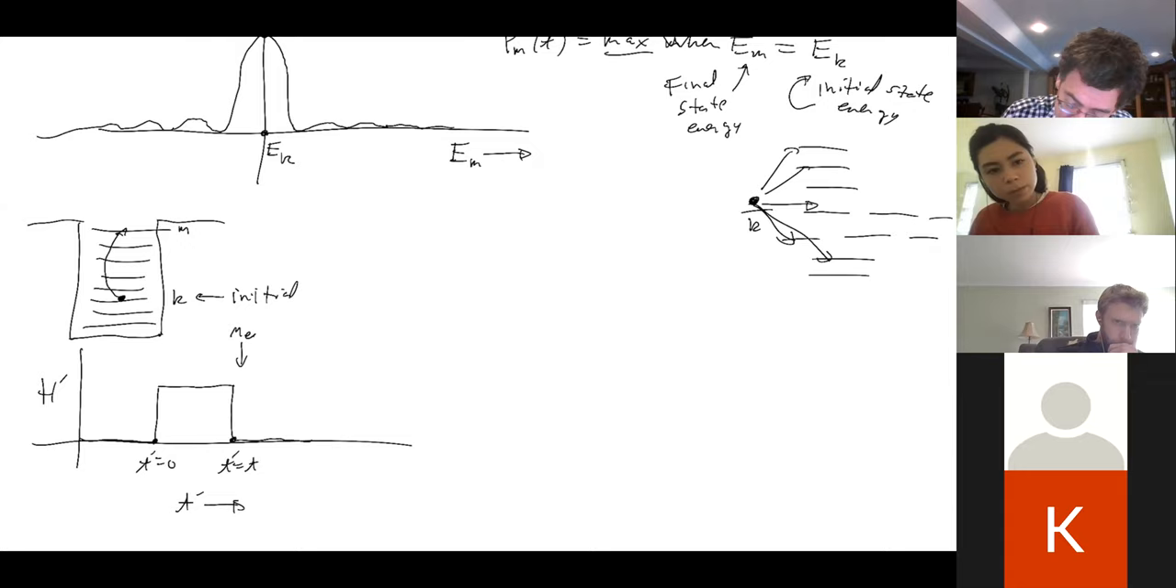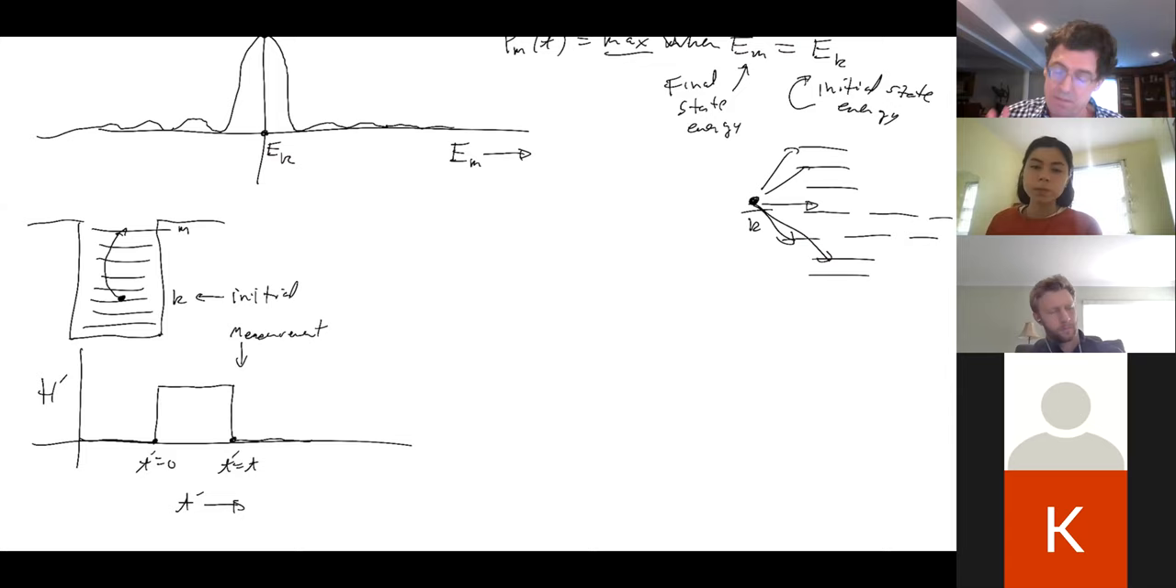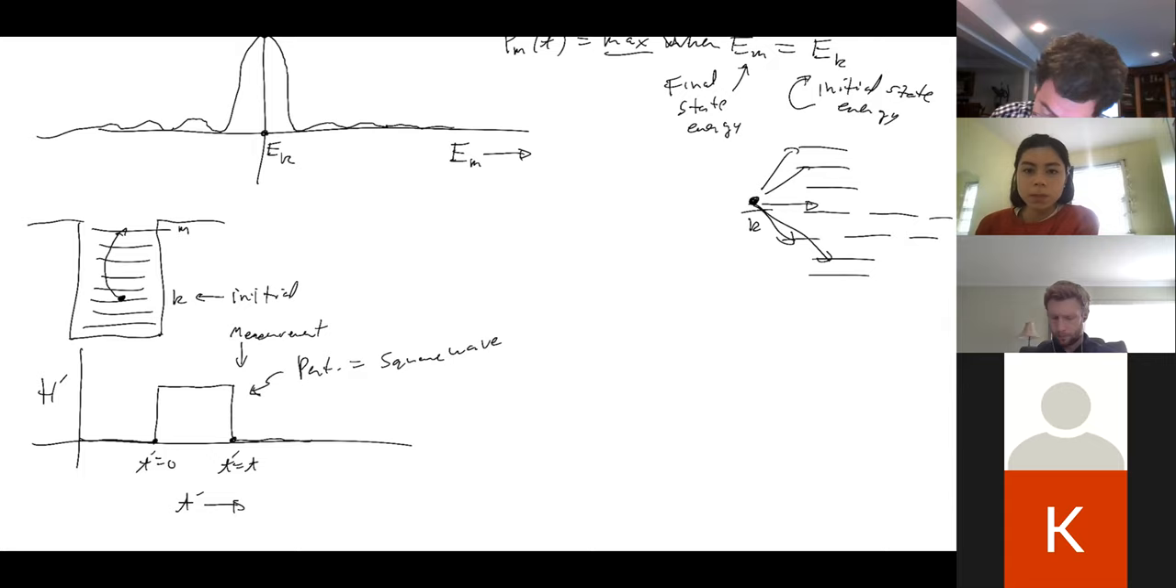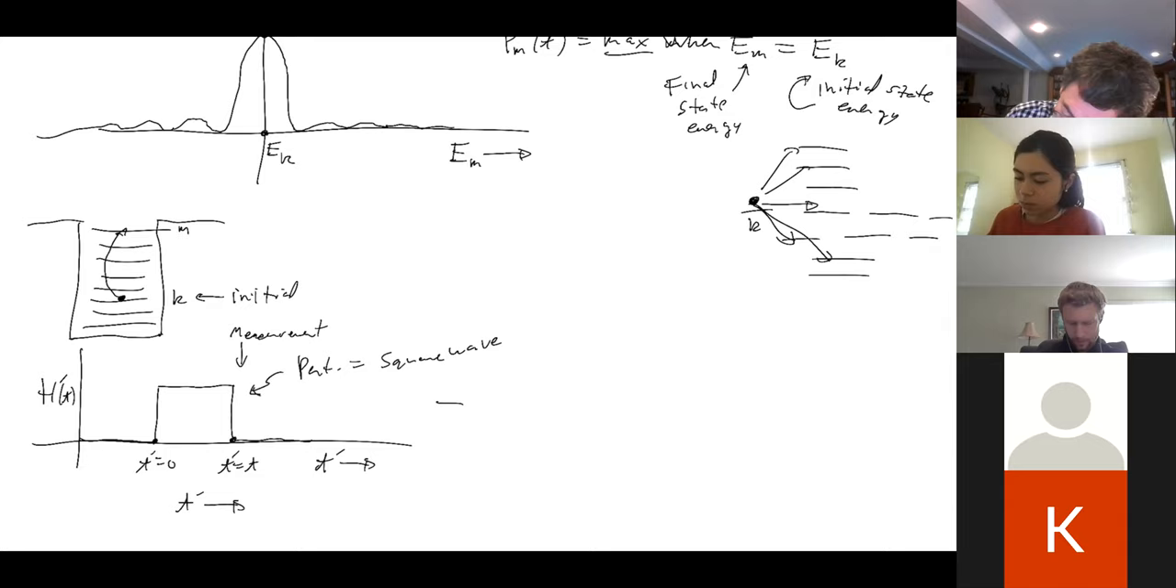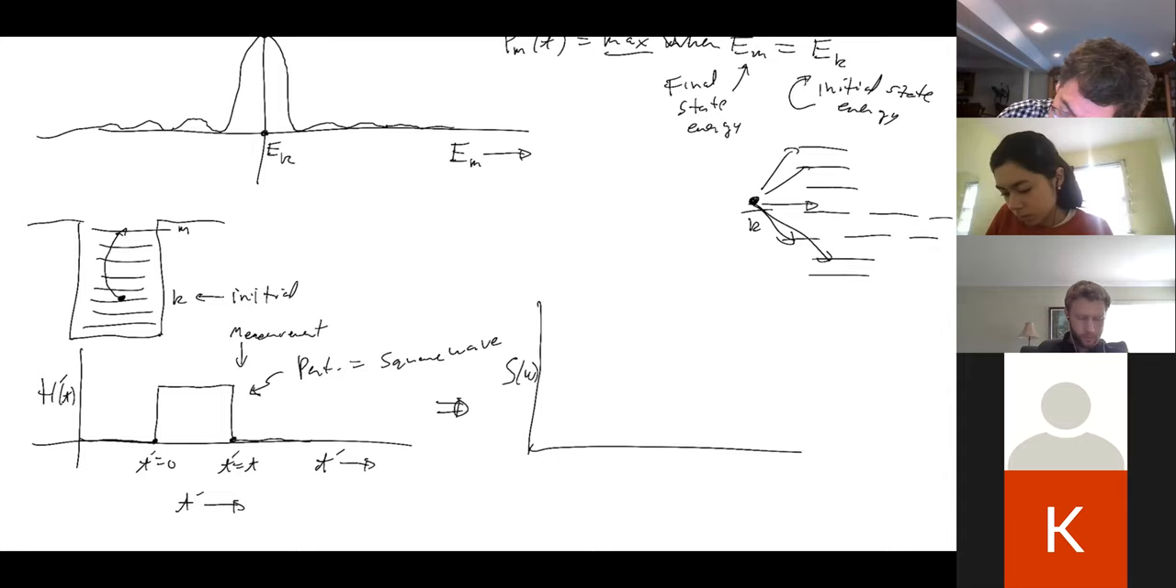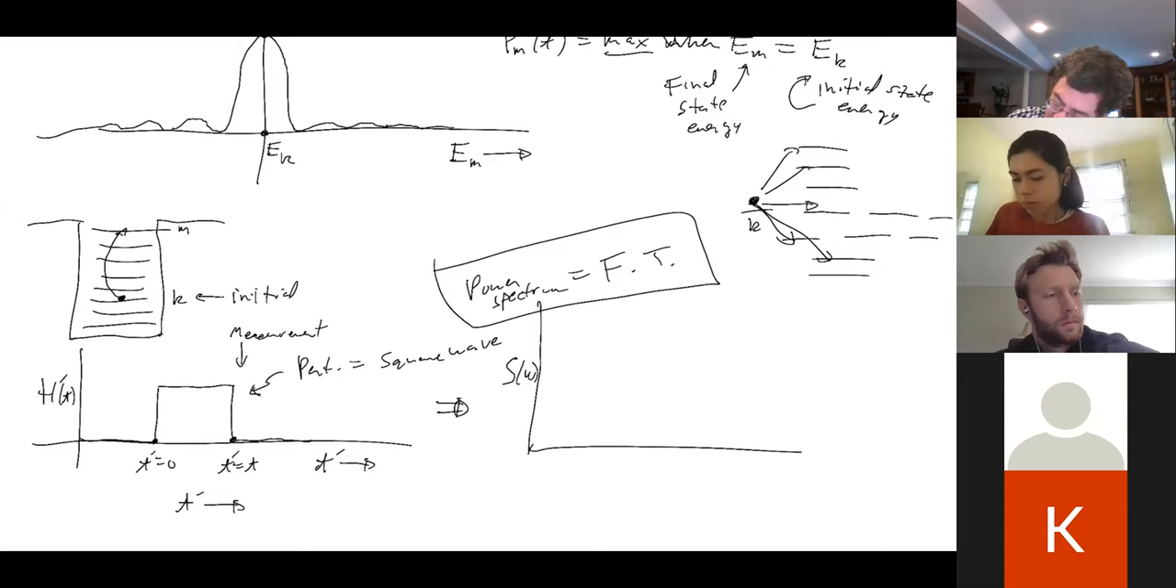Now notice that this is my perturbation. My perturbation is equal to a square wave. And so that means that my H prime, even though it is a constant, actually has time dependence because it's a square wave. I turned it on and I turned it off. And so that means that I can write it as a frequency. That means it has power. I can write it like this, S of omega, the power spectrum. The power spectrum is just equal to the Fourier transform. Okay, that's what the power spectrum is. So that means zero, and then this is omega.